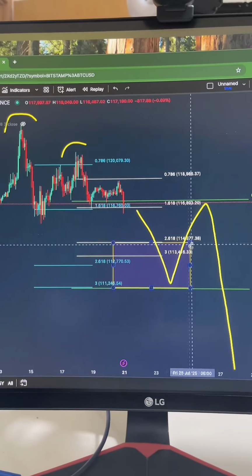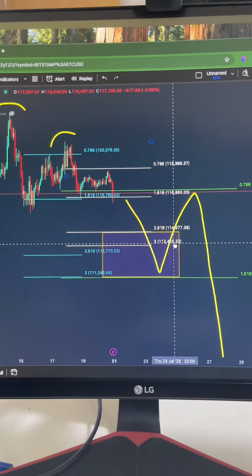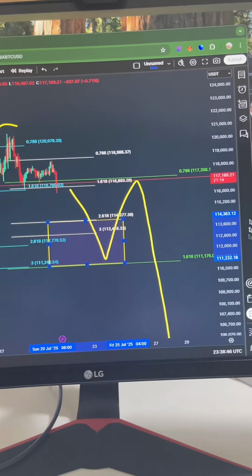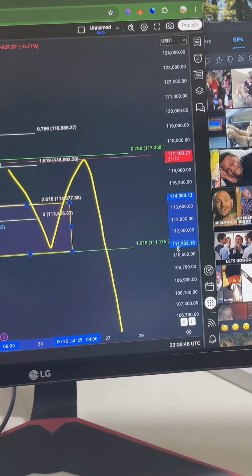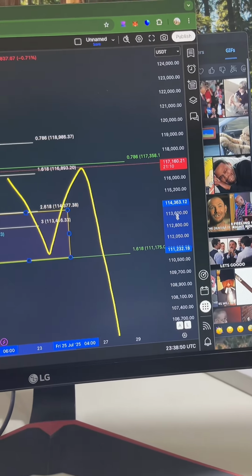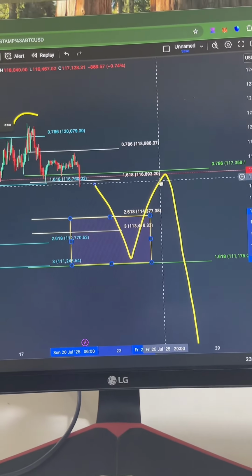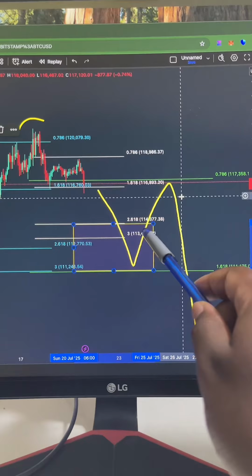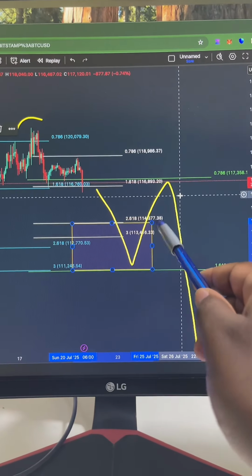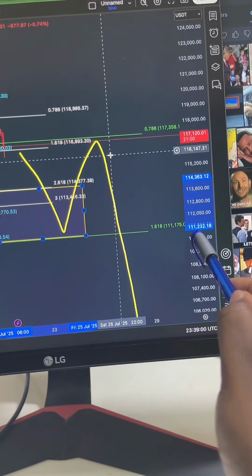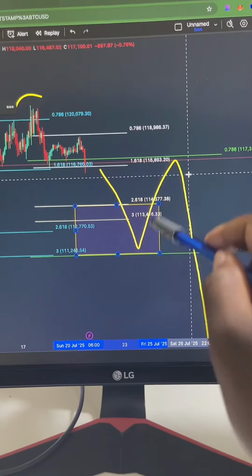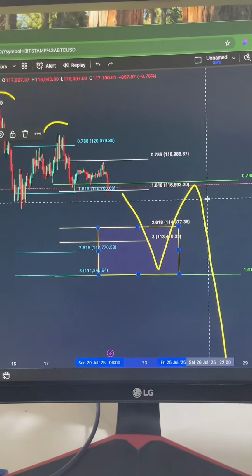But when we do break that support and start to move to the downside, this zone right here between 114 to 111, that will be the bottoming out zone for Mr. BTC before another move to the upside. Note that the bottom might as well just be 114 or as deep as 111, but between this zone right here, that will be the bottom.